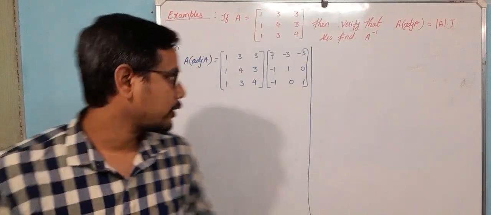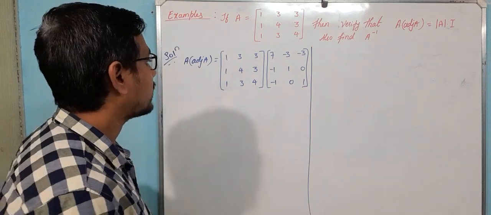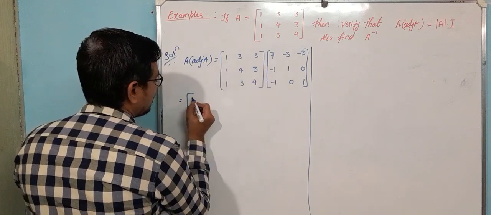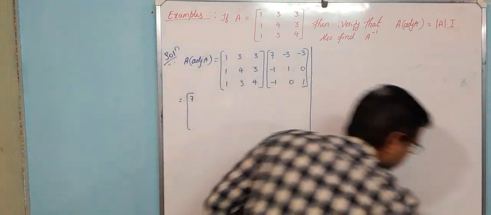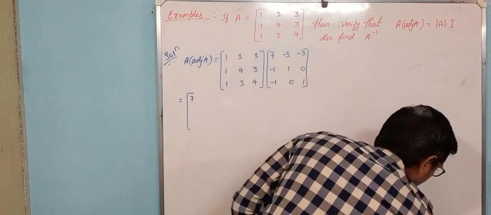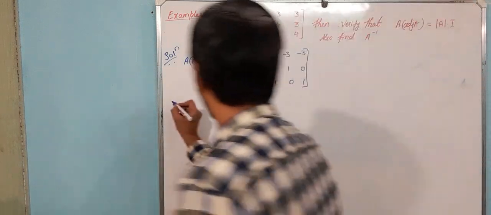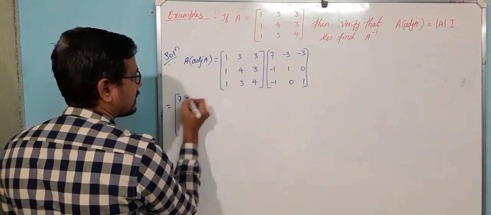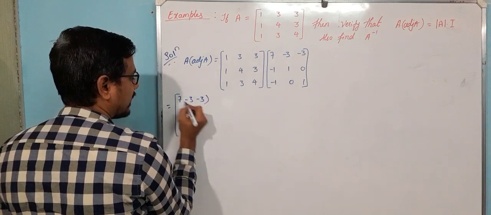Okay friends, once again I have reproduced A into adjoint A here. This was the last step which we have done in the previous slide. So let's try to solve this. What do we get here? 1 into 7, 7, 3 into minus 1, minus 3, 3 into minus 1, minus 3.